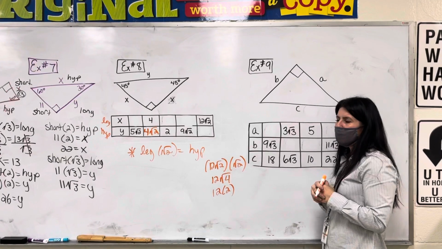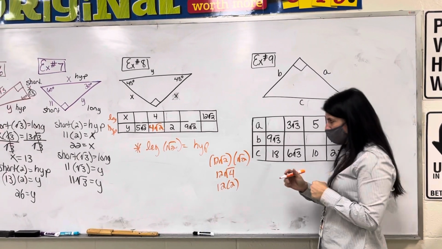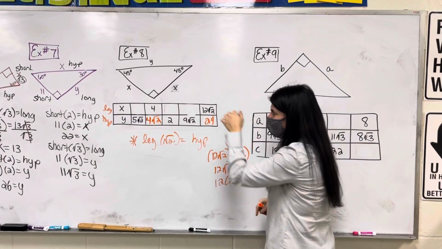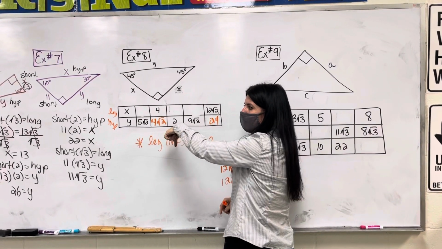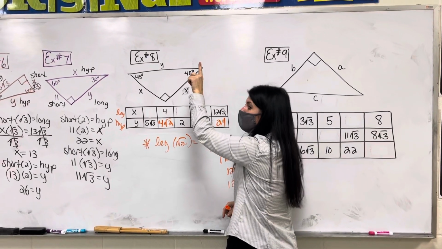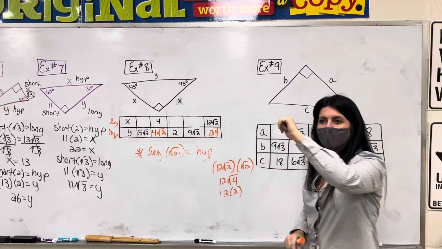So what's my hypotenuse? 24. So that was going this direction. So if going this direction is multiplying by the square root of 2, what do you think we're going to be doing this direction? Dividing by the square root of 2. We're going in the opposite direction.